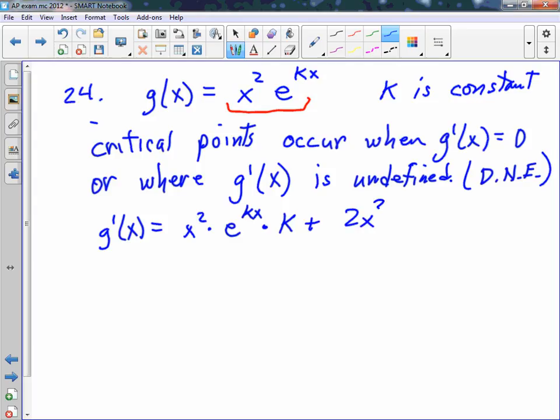Plus 2x. I do it in the opposite order, Calvin, but you're right. It doesn't matter. Plus 2x, not squared. Plus 2x times e to the kx. Here's our product rule. Okay, now, critical points occur when g prime of x equals 0. So we can say 0 equals that. I'll probably write kx squared e to the kx just because it makes more sense in my brain, but you don't have to. And plus 2x e to the kx.